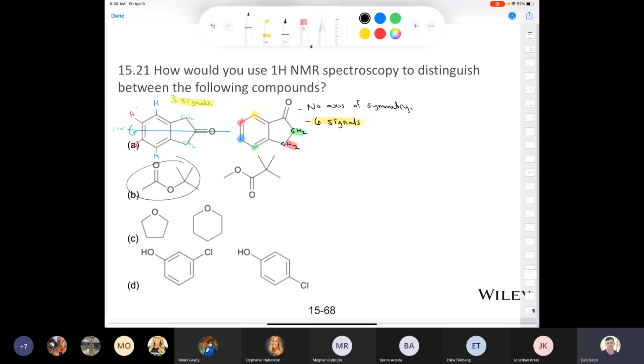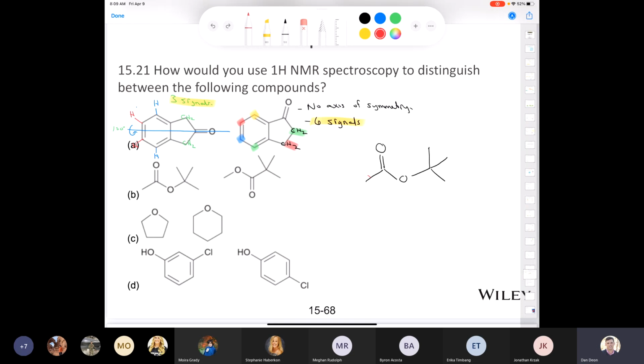Now I didn't give myself a lot of room to solve B, but if I redraw the structure of this compound here, so I'll just do it over here, the easiest way to distinguish between these two esters, right? These two esters have the same molecular formula, but they have different connectivity, don't they?